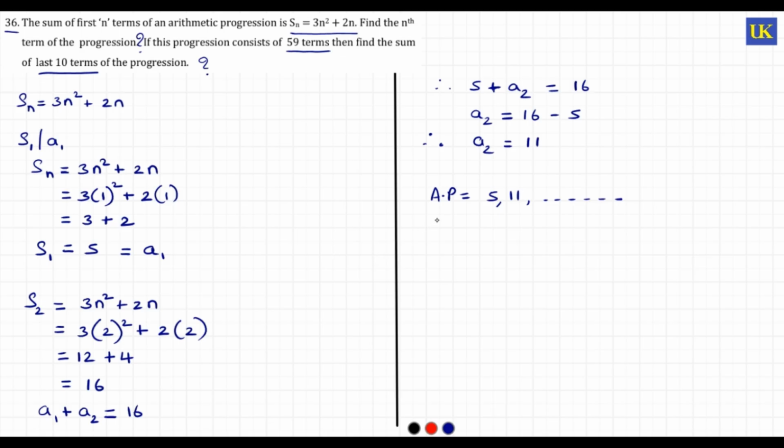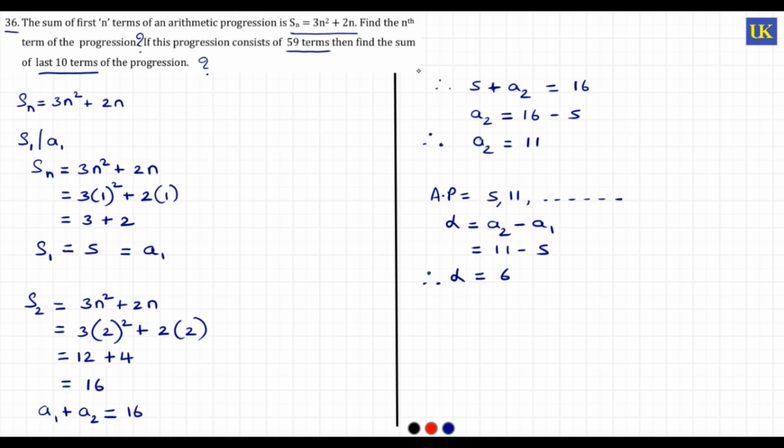Okay. Now, what we'll do, we'll also find the value of D, right? So we'll find the common difference. So we know that it can be found out by subtracting the two terms. So A2 minus A1. So 11 minus 5 we will do. So we will get D as 6. So we now also have D with us.